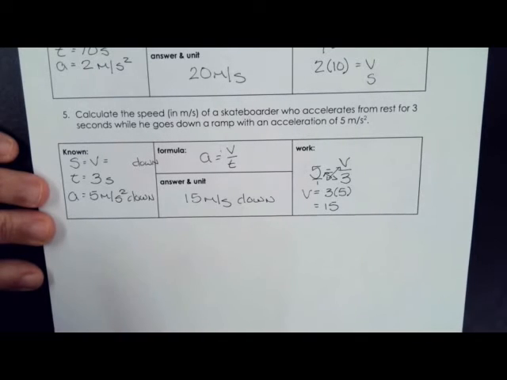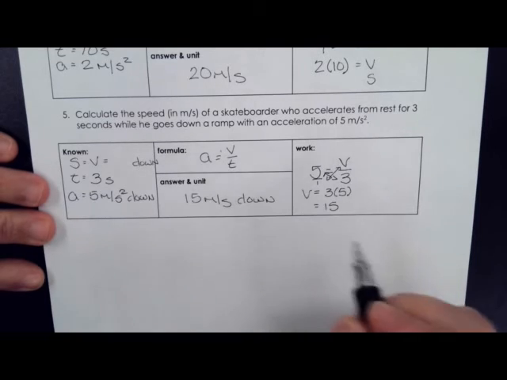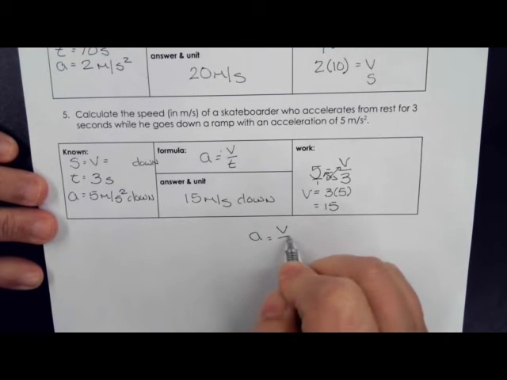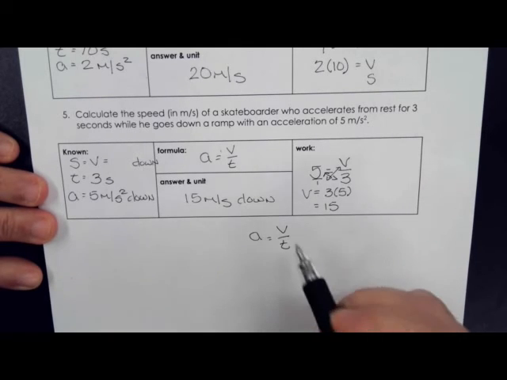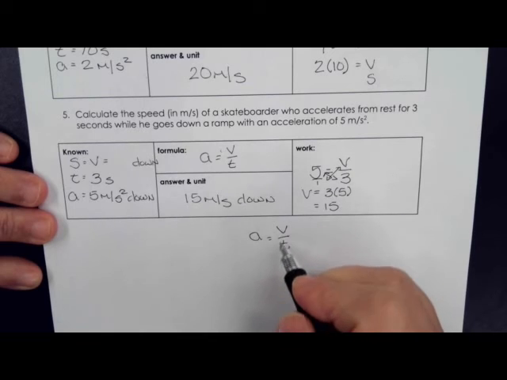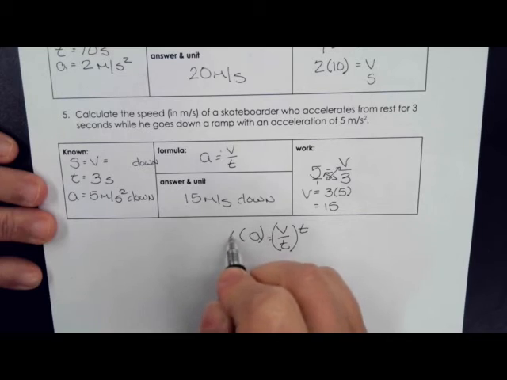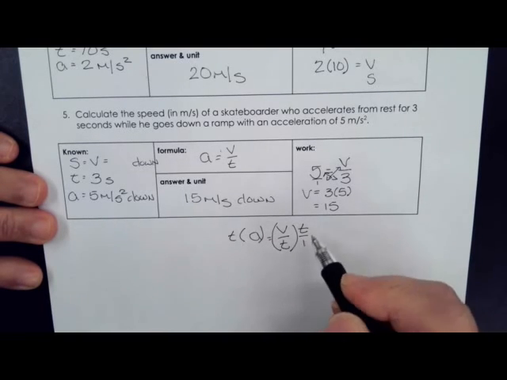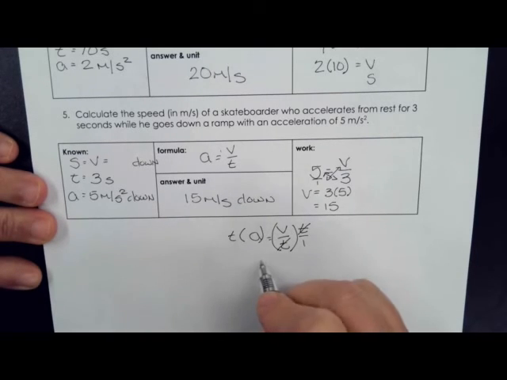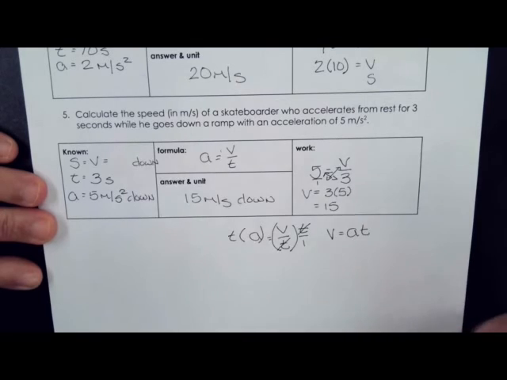There's another formula here that might actually be a little bit more help. It's just kind of rearranging this formula. And I'm going to do it right down here so you can see how I get it. So if we want to get v by itself, or s, same thing, we're going to multiply both sides by t. And by doing that, because it's really t over 1, this t cancels out with this t. So you get something that looks like this, v equals at. That's the VAT formula.